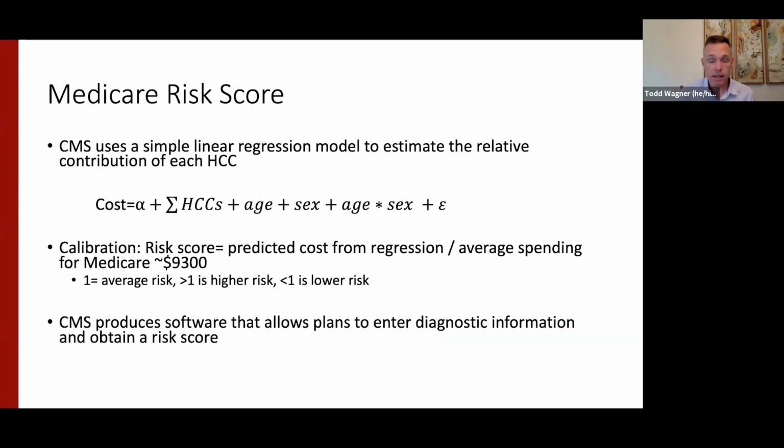The way that CMS then does this is they estimate costs or payments, and they put these 89 HCCs into the model. They put age and sex with interactions, and they predict the average risk for this person, and then they calibrate it. The calibration is just the risk score divided by the average spending for Medicare that year. Most recently, that's about $9,300, so that the predicted cost is going to be 1. If you have a risk score that's above 1, you're going to have a higher expected cost. Below 1 is a lower expected cost. And CMS produces software that you can pull right off of their website to allow you to enter in your patients and predict what they think your risk score will be.